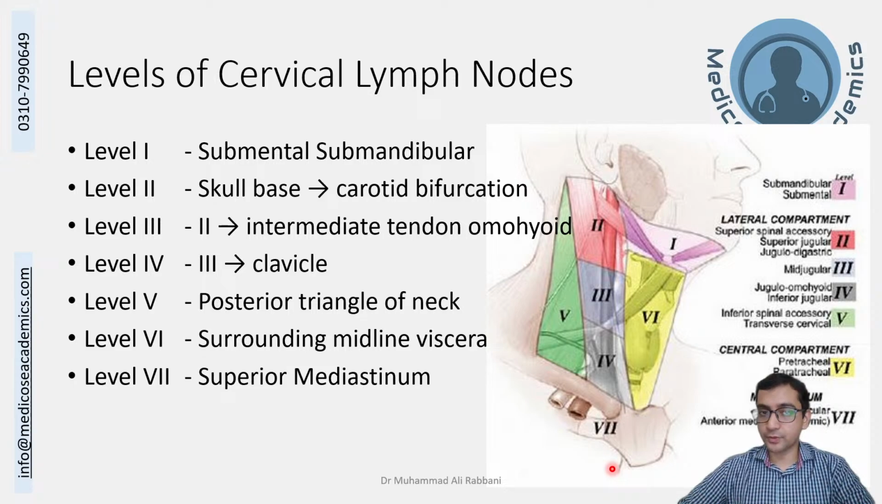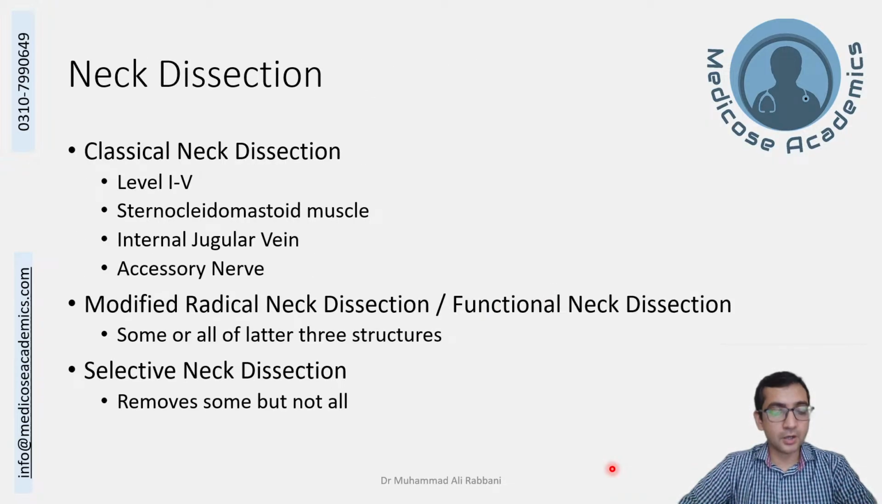So these are the groups of cervical lymph nodes. The levels will become important to you when you are talking about different surgeries. For example, in the classic neck dissection, levels 1 to 5 lymph nodes are taken out along with the structures surrounding them, which include the sternocleidomastoid, internal jugular vein, and accessory nerve.